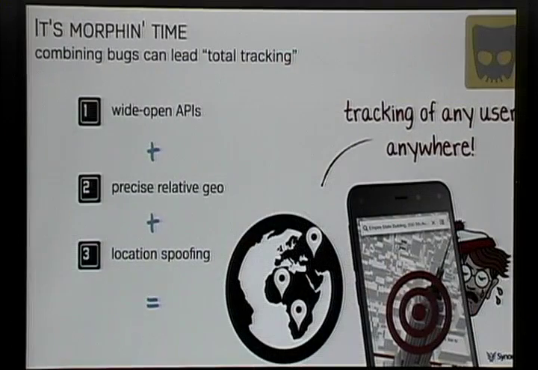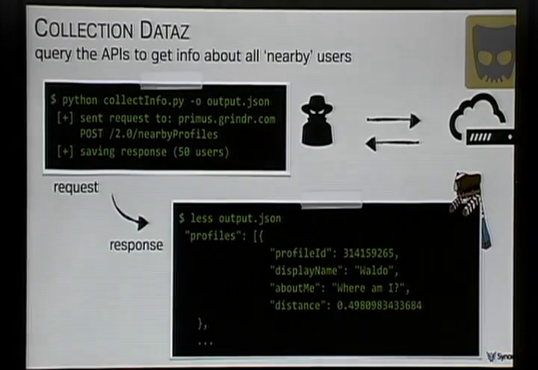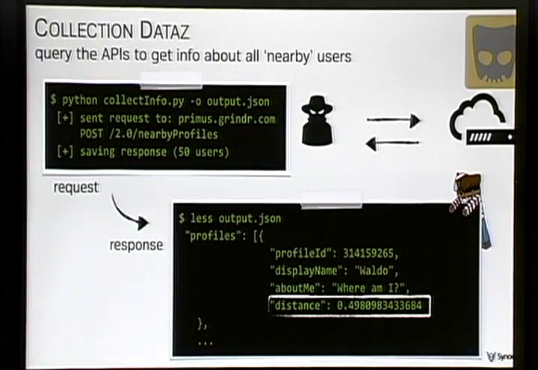Based on these bugs we found, we theorized that we should be able to track any user at any given time. The APIs are wide open, we had extremely precise geo information, and location spoofing was trivial. So how does our framework do it? First, we need to engineer the data gathering component that interfaces with the API. Based on location, we can download and parse specific data from nearby users. We're specifically interested in the distance parameter shown.